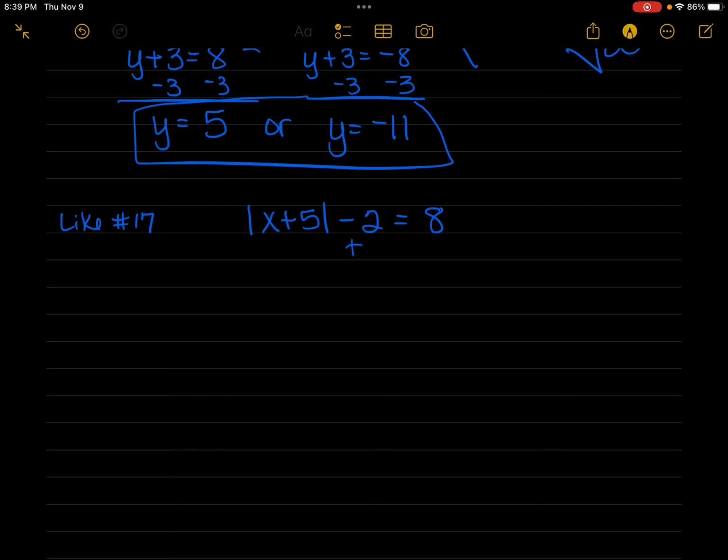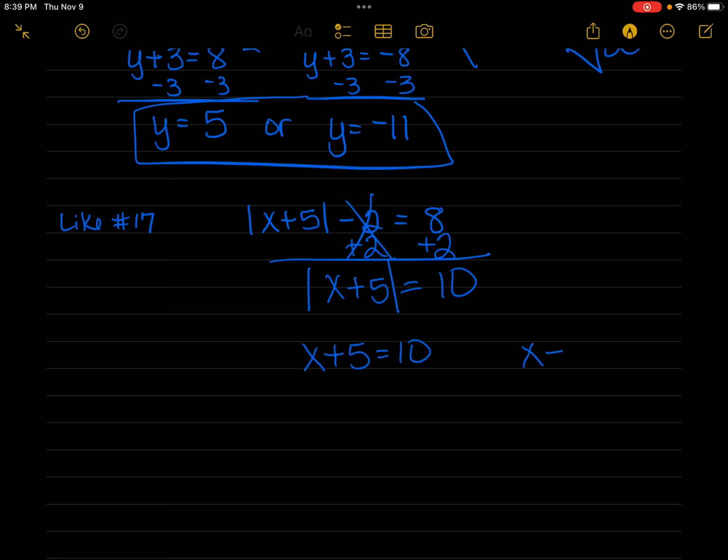So I'm going to add 2 to both sides to get rid of that minus 2. Okay, so this is gone, right? And now I have the absolute value of x plus 5 equals 10. So now that my absolute value is by itself, that's when I can make my 2 equations. So I have x plus 5 equals 10 and x plus 5 equals negative 10.